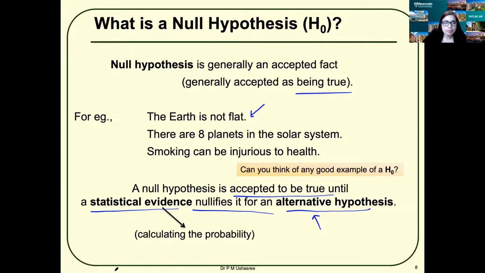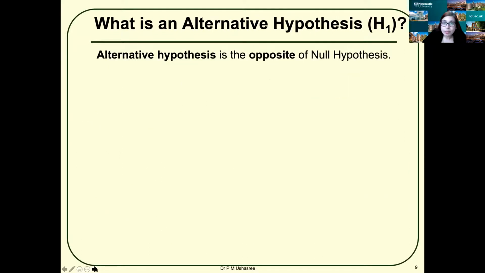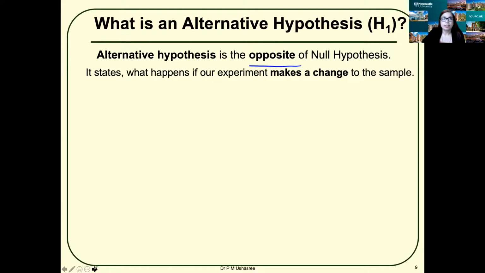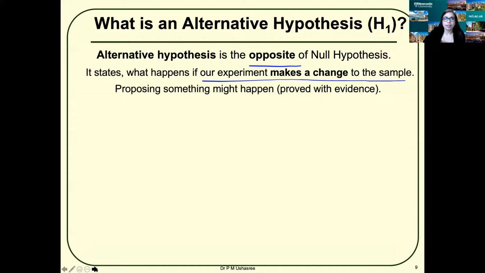And you can nullify it for an alternative hypothesis. Okay, so what is an alternative hypothesis? It is a hypothesis that is opposite to the null hypothesis. It states what happens if an experiment makes a change on the sample, proposing something might happen, proved with statistical evidence. Okay, let's take a simple example to understand that.